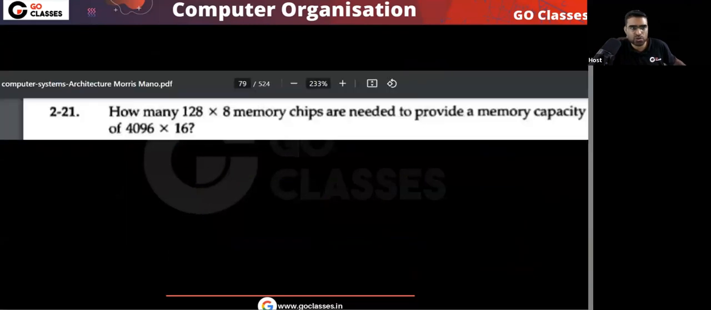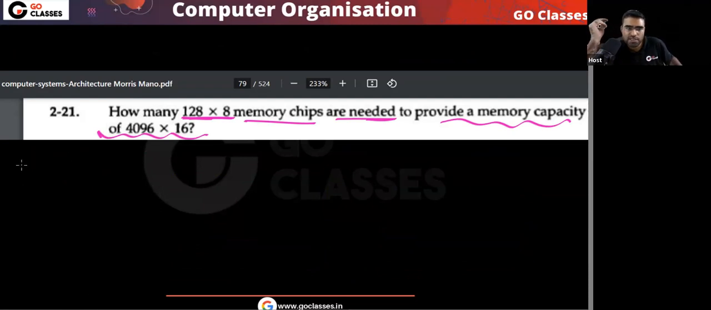Now let's see this question. This question is from Computer System Architecture by Maurice Mano. From this book, this question is taken. Tell me the answer. How many 128/8 memory chips are needed to provide a memory capacity of 4096/16? So how many chips are needed?